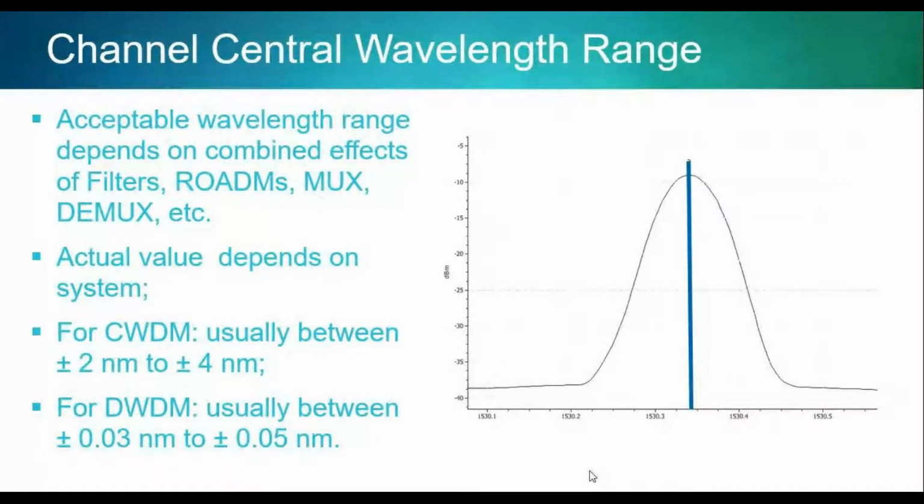wavelength, there are different aspects that affect the acceptable range of the central wavelength. The fact that you're going through filters, ROADMs, muxes, and demuxes will have an impact. So depending on the actual system, the value of the range will vary. For CWDM, the tolerances you will accept are usually plus or minus 2 nanometers up to plus or minus 4 nanometers. For DWDM, it's an order of magnitude or two more stringent. We're talking about 0.03 nanometers, up to plus or minus 0.05 nanometers, right?